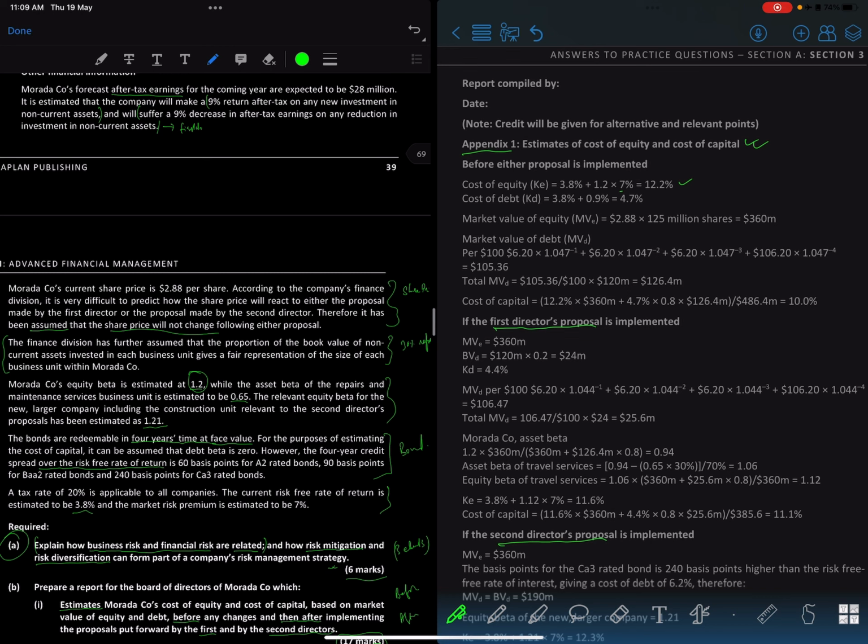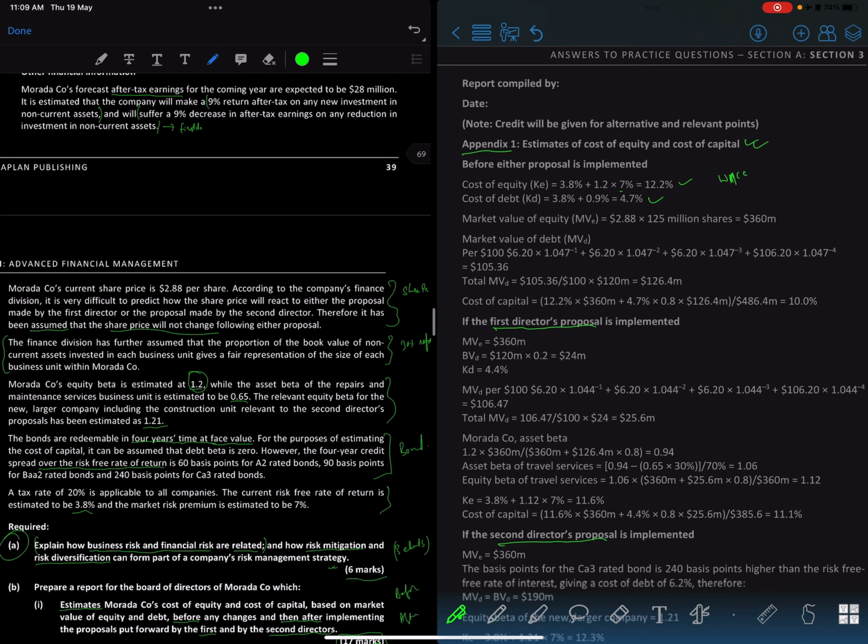3.8 plus 0.97 something, 4.7. Yeah, that's what we get, right? And then what we need to find is the cost of equity. We found... if we need to find the WACC, right? In order to find WACC, we need the market value of equity and market value of debt as well.